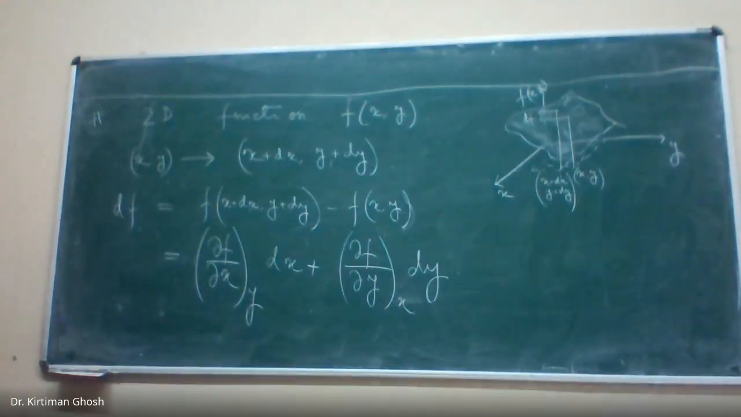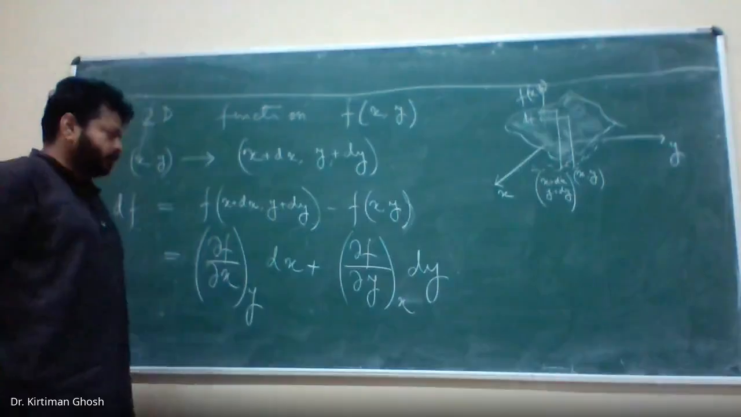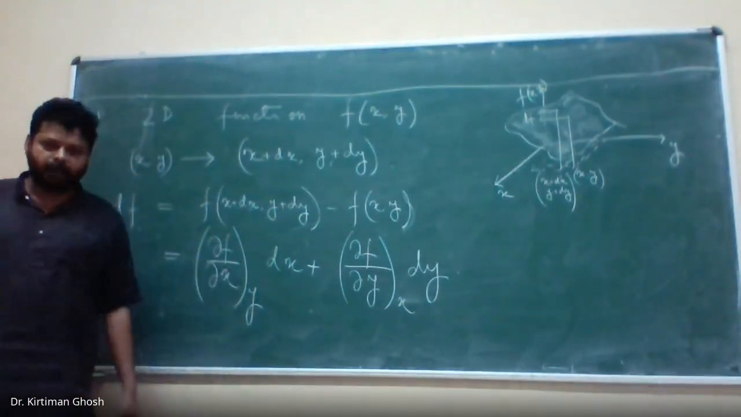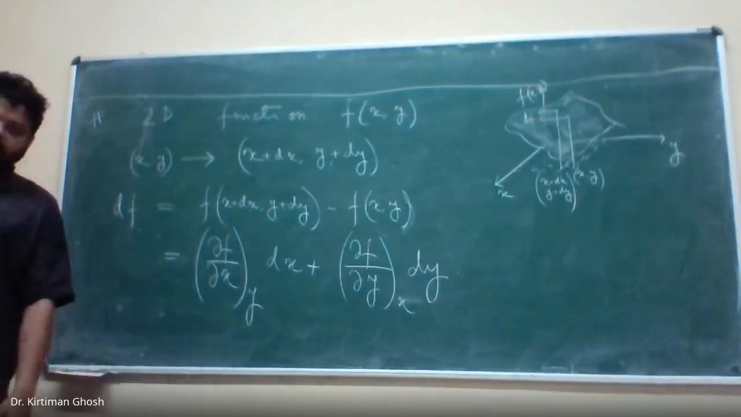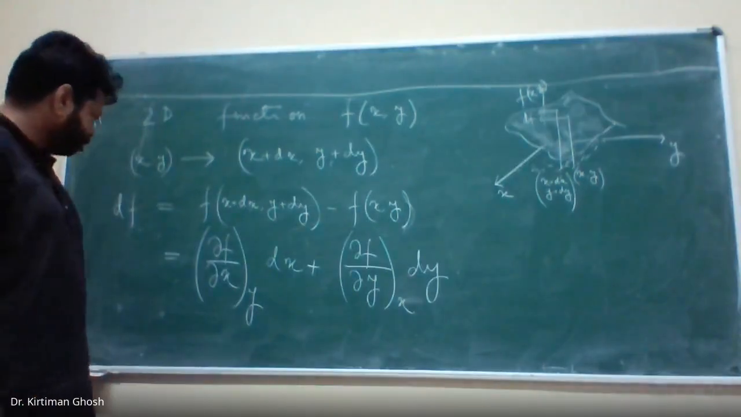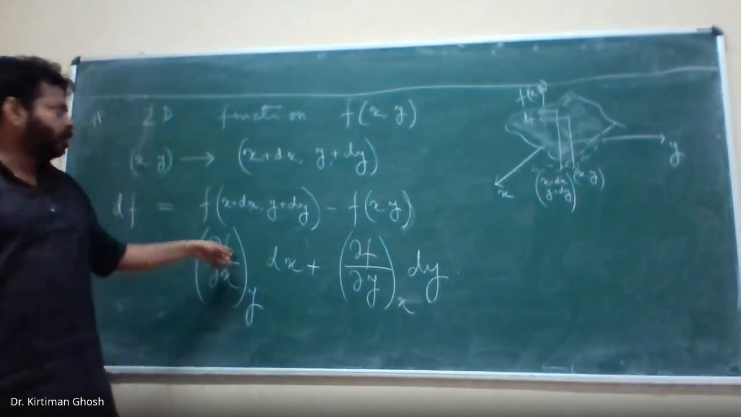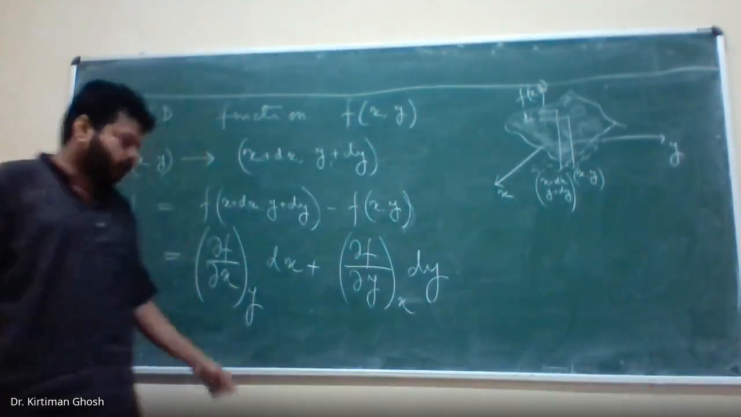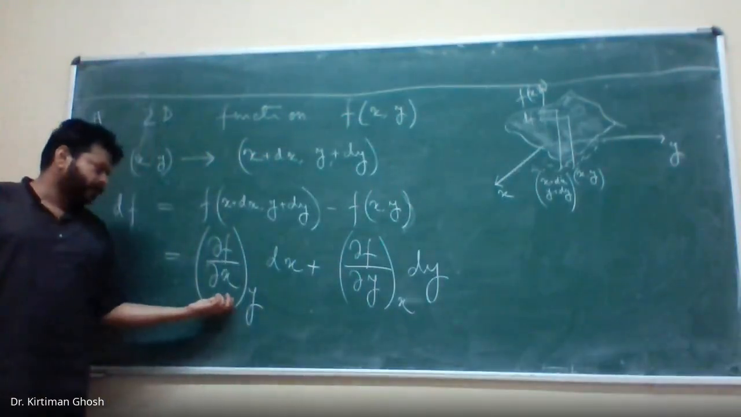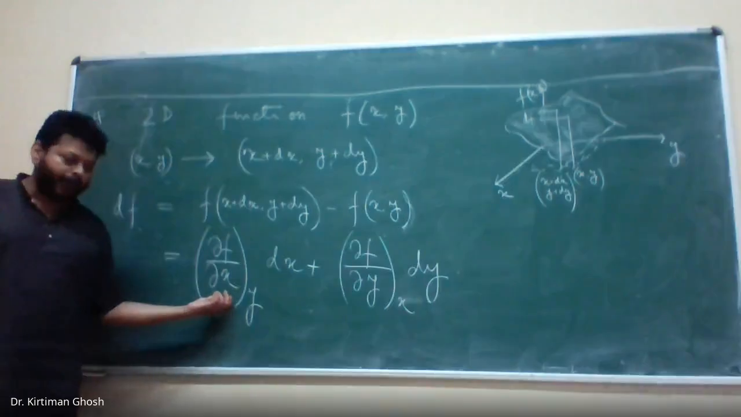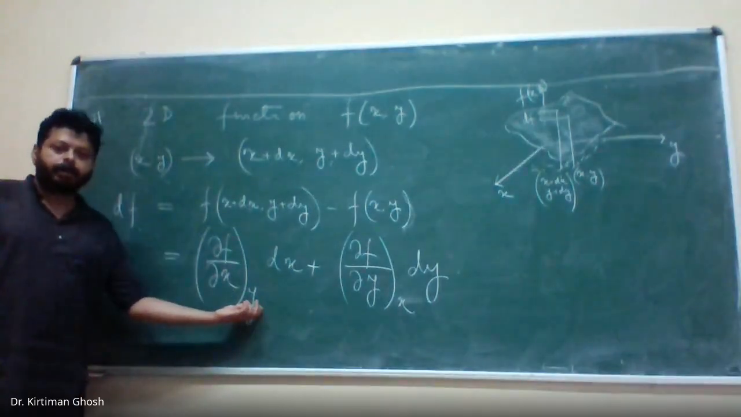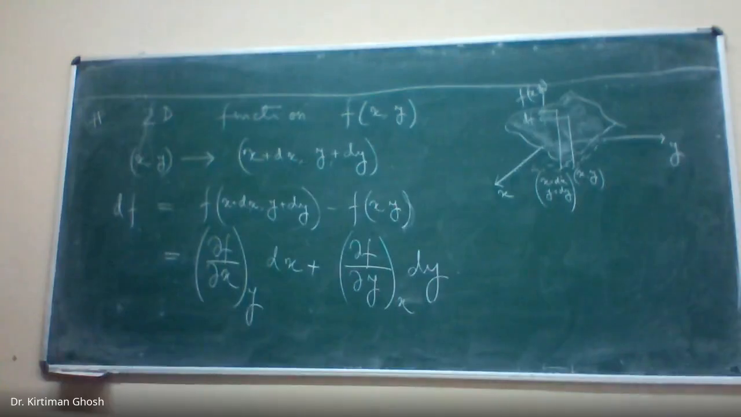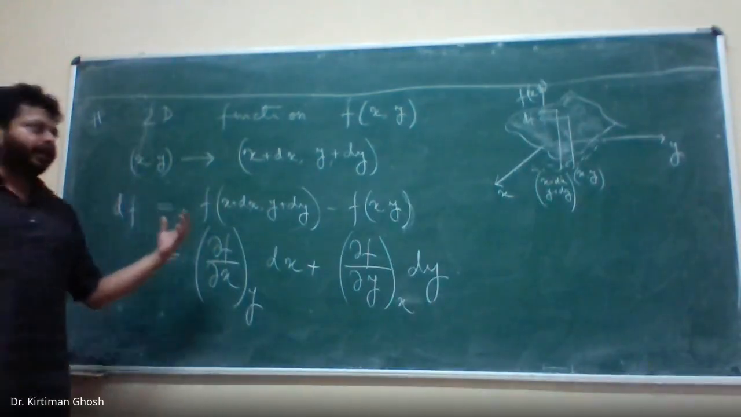So now you can see that it is different from the previous equation. In the previous equation, I wrote df by dx times dx because f was a function of x only. But in this case, f is not a function of one variable; it's a function of two variables, x and y. That's why I have introduced the partial differential of f with respect to x for constant y. So this is the difference from the previous equation to this equation, and this is a very important difference.